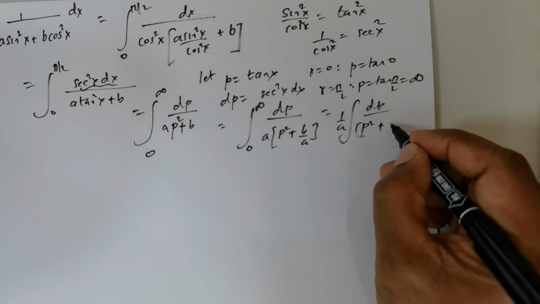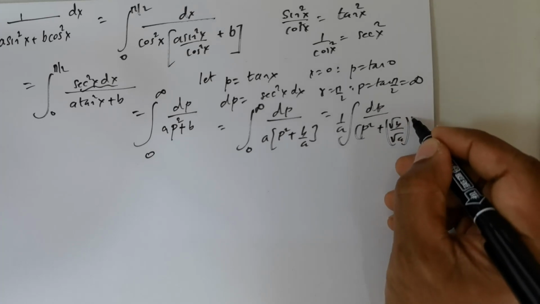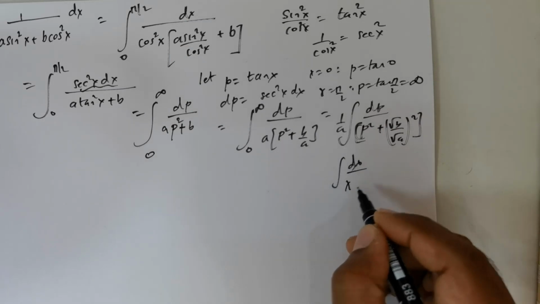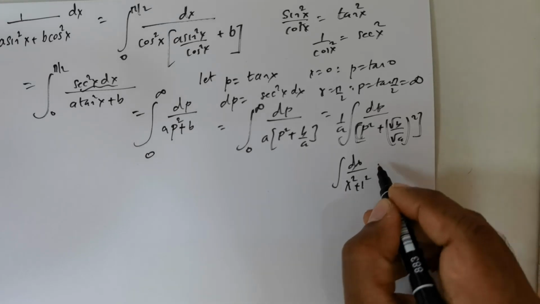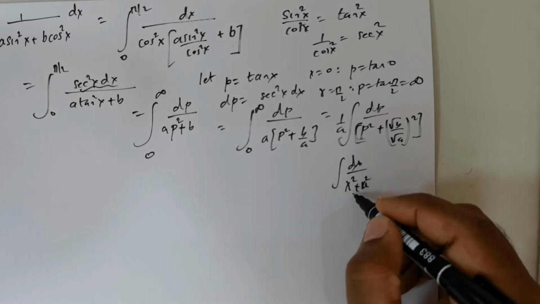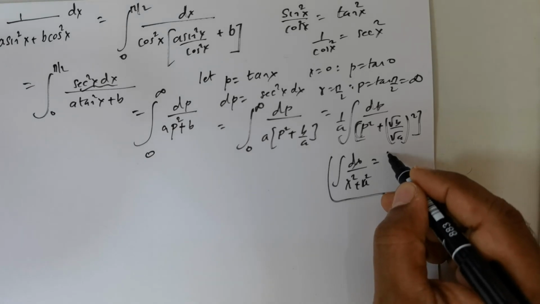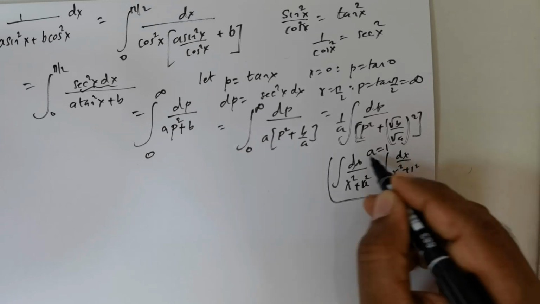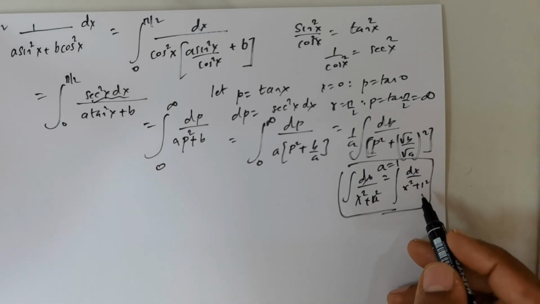Now b over a, can we write it as root of b divided by root of a, raised to the power of 2? You might be wondering, why am I doing it? Because I want to resemble integral dx over x squared plus 1 squared. In other words, this 1 can be anything, so it can also be integral dx over x squared plus a squared. If I take a is equal to 1, then this is going to be integral dx over x squared plus 1 squared. Of course we can apply the all important tan inverse formula.